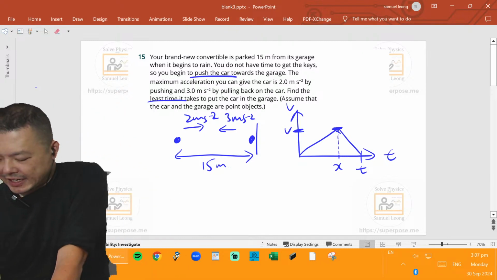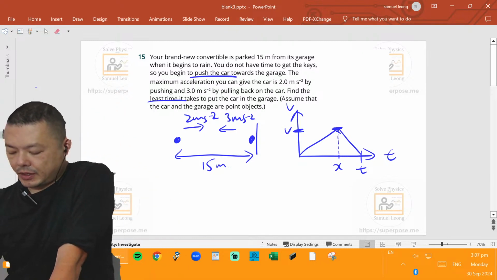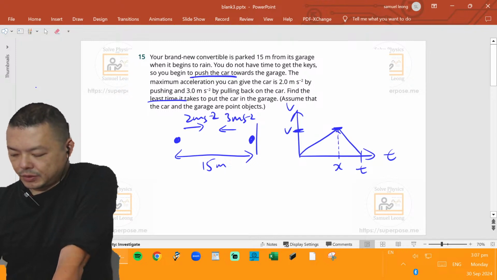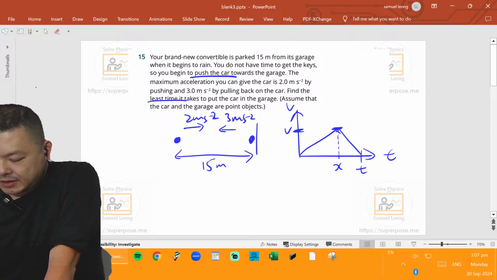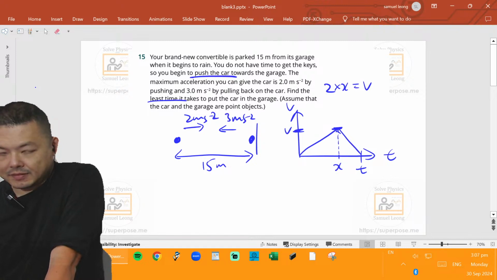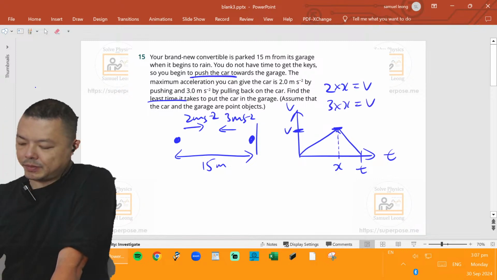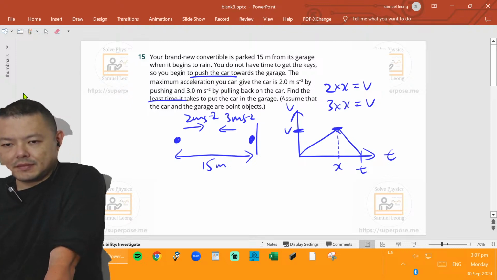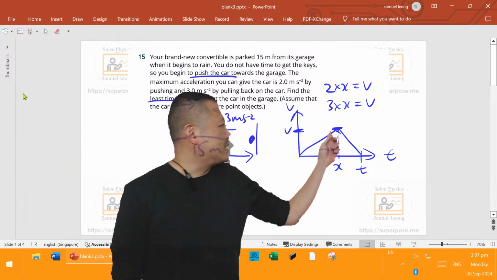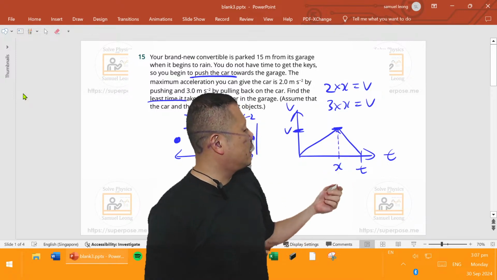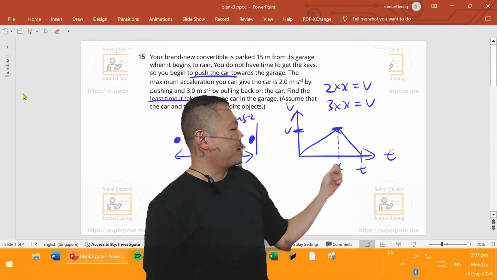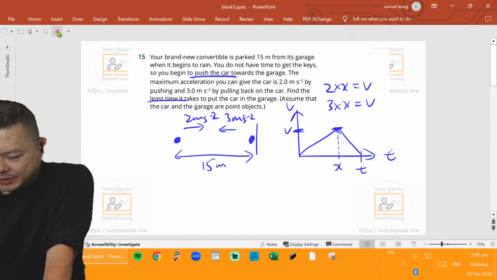Wow. So we got three unknowns, right? You got t, x, and v unknown. But we do know a couple of things. 2 times x equals v, and 3 times x equals v also. Because from that speed, oh no, 3 times t minus x, sorry, 3 times t minus x equals v.